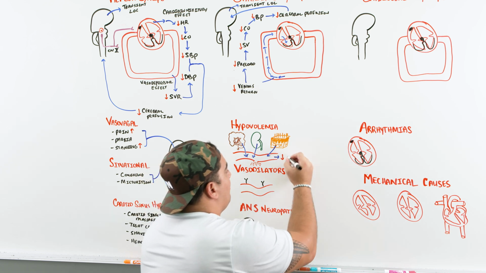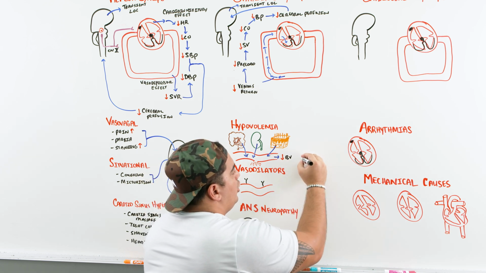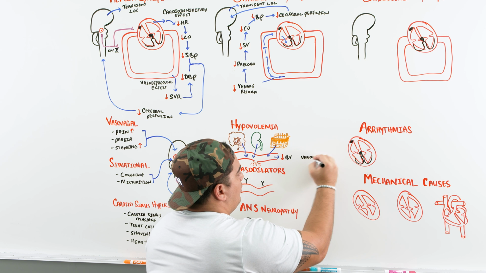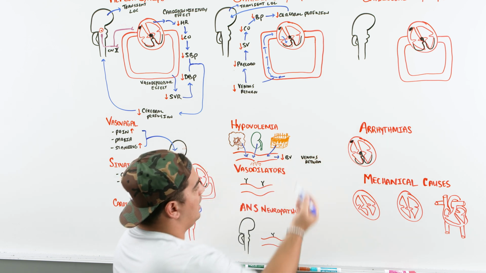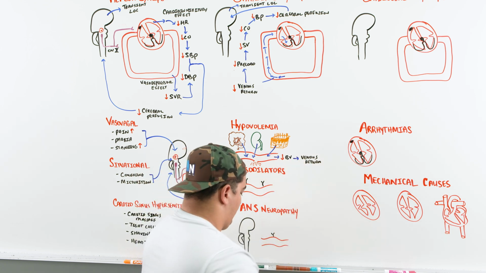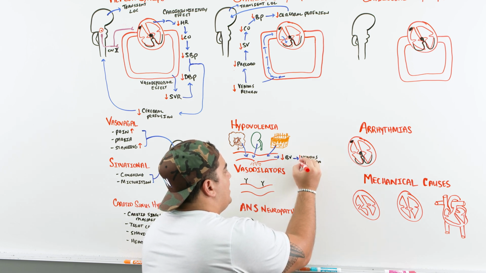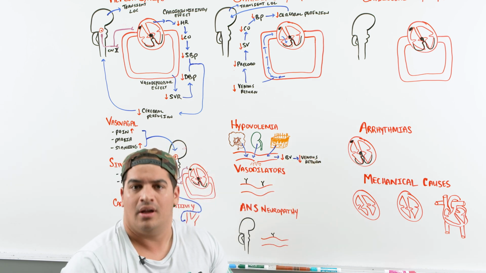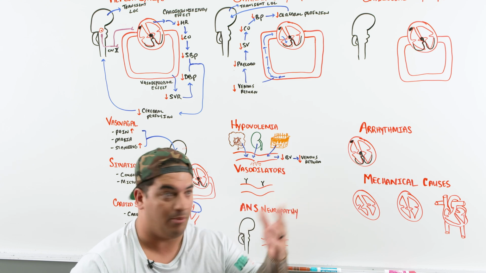When you drop your blood volume, we're going to abbreviate it BV, you drop your venous return, my friends, and that will subsequently lead to that orthostatic change, which is a transient loss of consciousness due to global hypoperfusion.